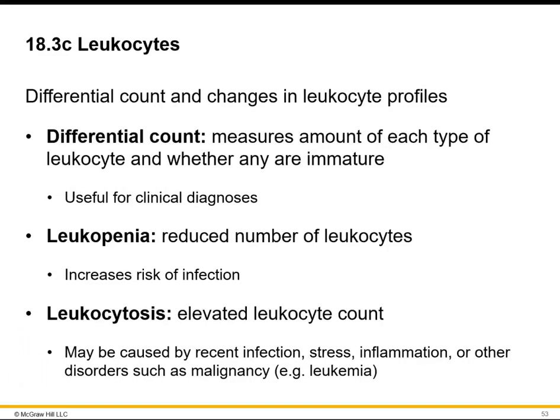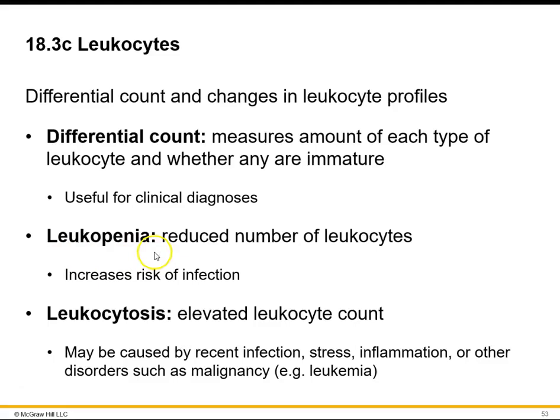All right, some terminology here. Let's start off with differential count, or differential white blood cell count, as you may hear it called. What is a differential? Well, a differential count is going to measure the amount of each type of white blood cell, and whether any of those white blood cells are immature. And that can give you an idea of whether there's an acute infection going on, chronic inflammation, things like that.